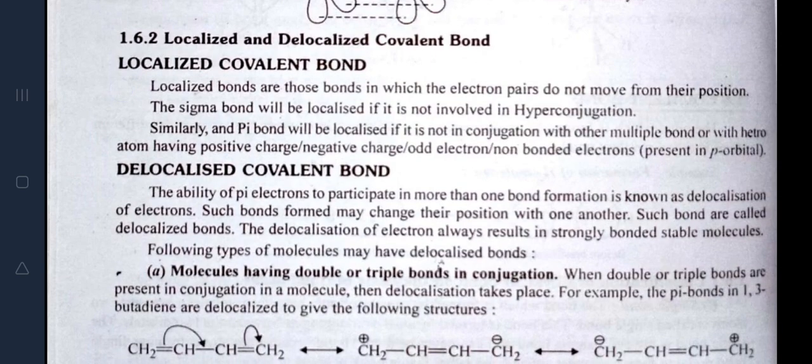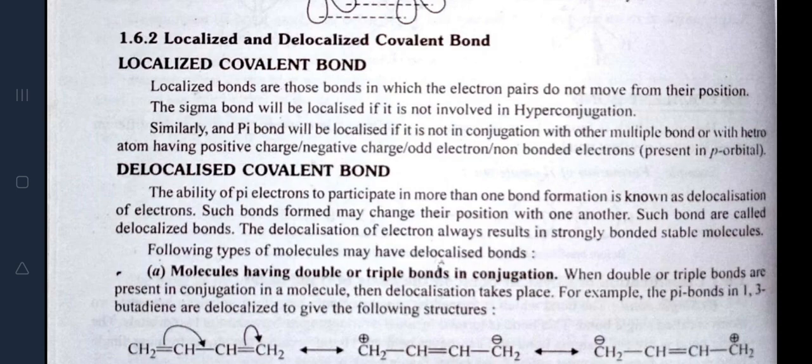Localized and delocalized bonds. Localized bonds are those bonds in which the electron pair does not move from its position. A sigma bond will be localized if it is not involved in hyperconjugation. Similarly, a pi bond will be localized if it is not in conjugation with another multiple bond or with a heteroatom having a positive charge, negative charge, odd electron, or non-bonded electrons present in a p orbital.